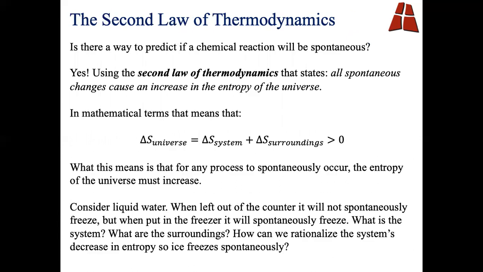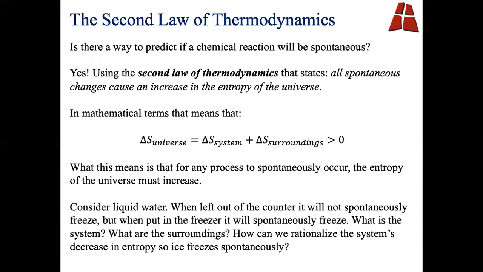This leads us to a discussion of the second law of thermodynamics, which allows us another way to predict whether something will be spontaneous. The second law states that all spontaneous changes cause an increase in entropy of the universe. So even if we have a non-spontaneous process in our system, or a negative change in entropy in our system, maybe we go from having 3 moles of a reactant to 2 moles of product, then we would have to have a more positive change in the entropy of our surroundings, so that the entropy of the universe would increase.